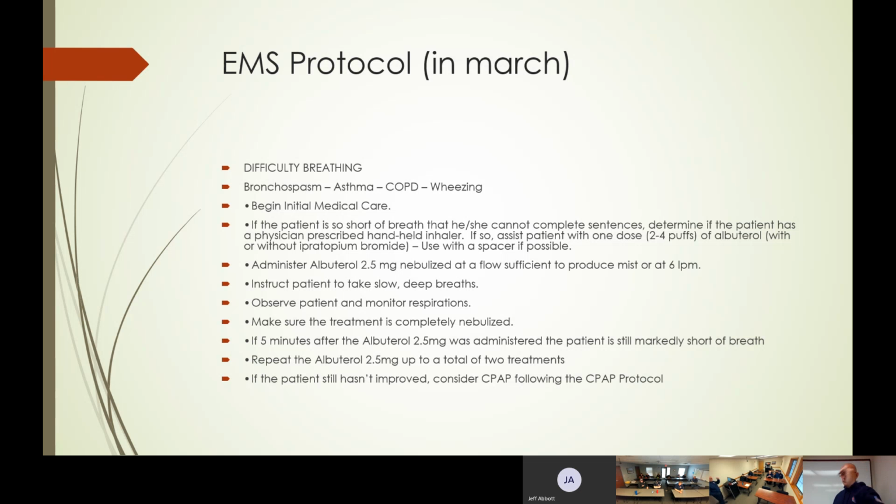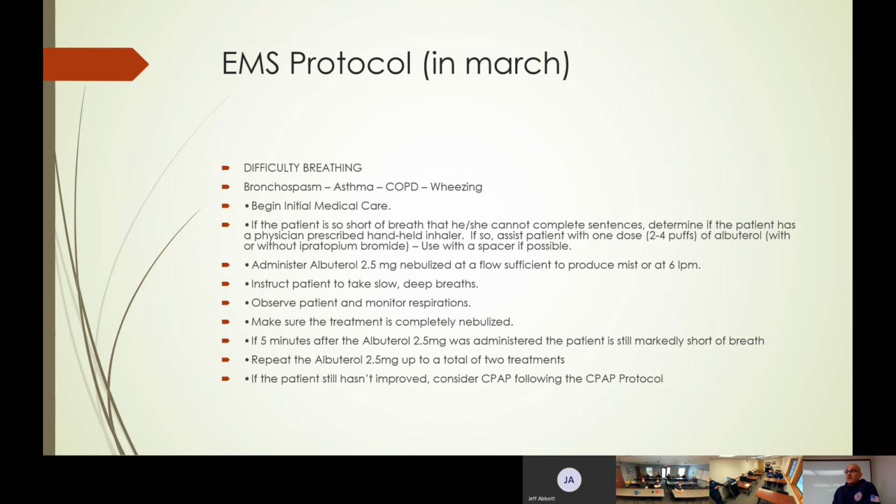Do you know any more on that, Lynn? I believe that's how the protocol is written, so that should be correct. Is that in the separate pediatric difficulty breathing, or is it under difficulty breathing? Pediatric. Okay, all right, so just be aware of that.